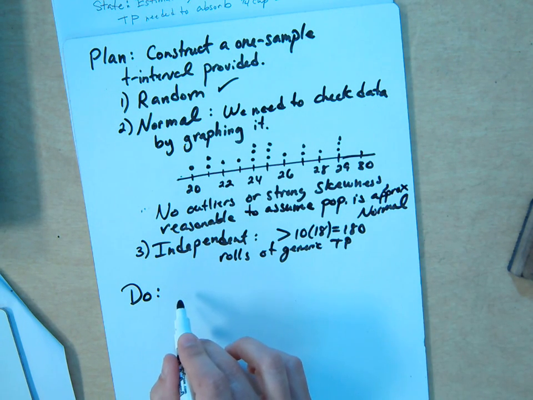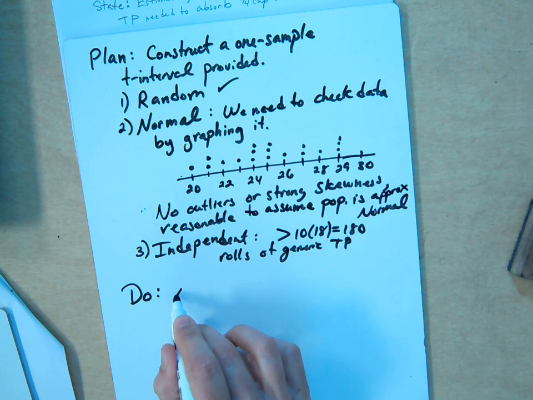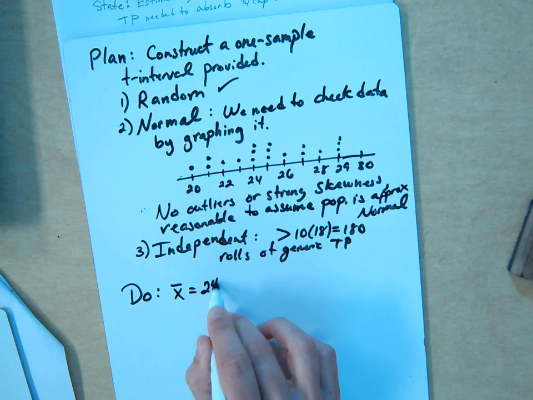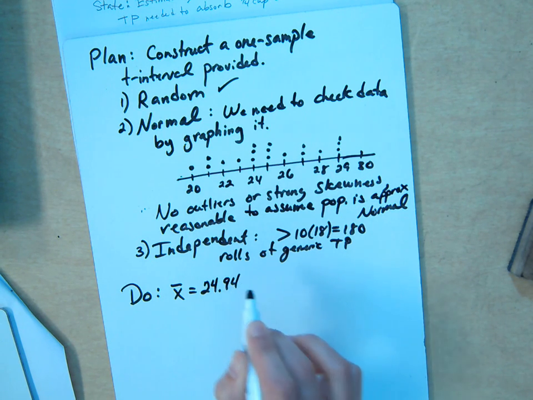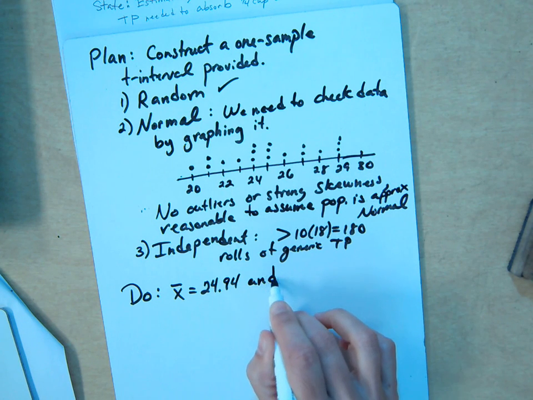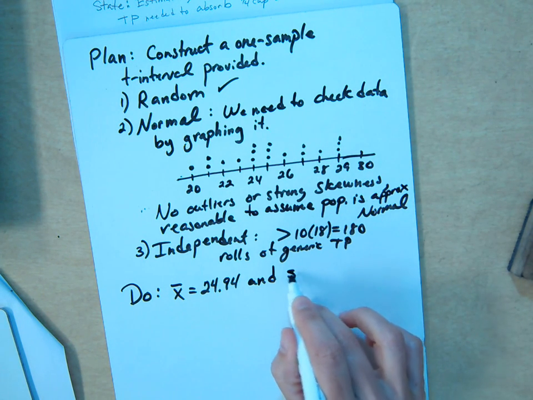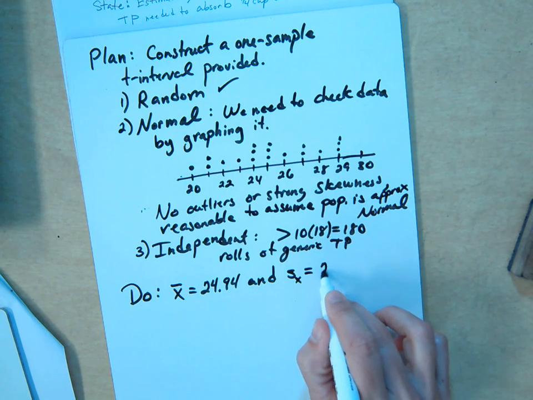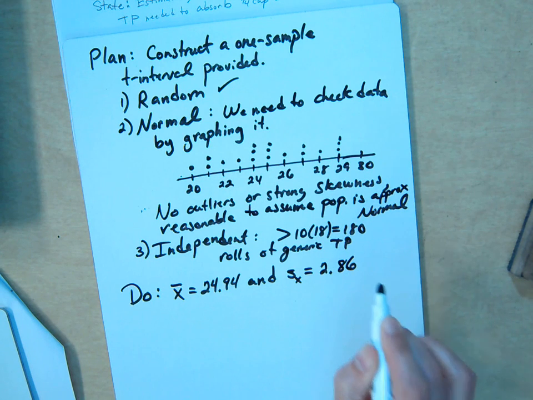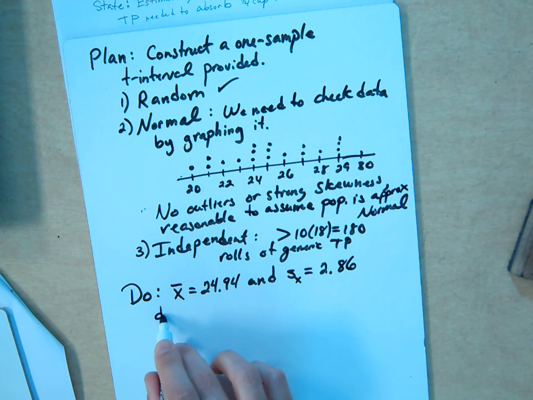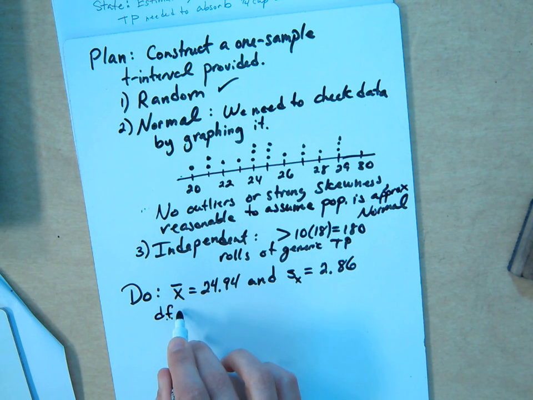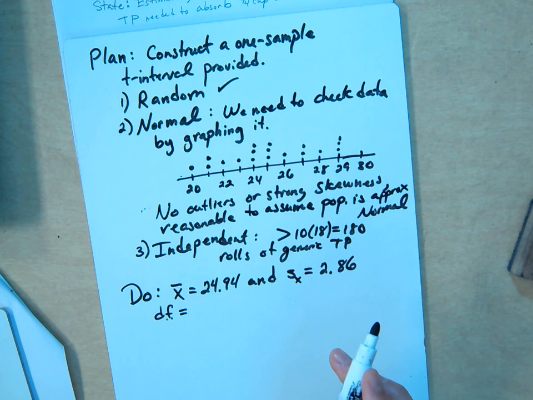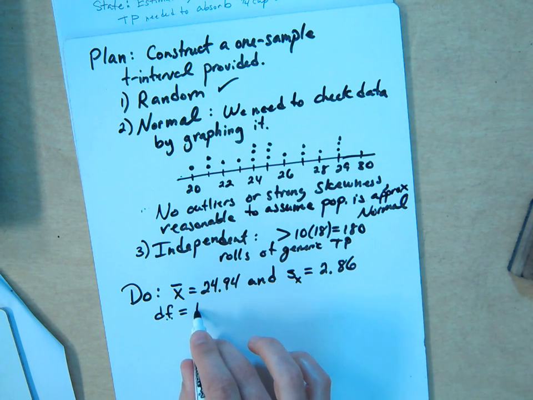Okay, so we're ready to do the calculations. X bar you would find by typing in the numbers on your calculator and finding the sample average of the numbers given. So that will come out to be 24.94. And the standard deviation you can also just do on your calculator. So the standard deviation of that sample, S sub x, is 2.86. The degrees of freedom are, the sample size is 18 rolls, so degrees of freedom are 17.